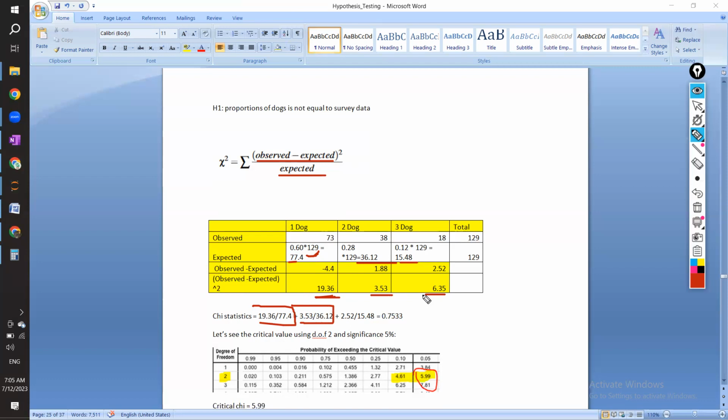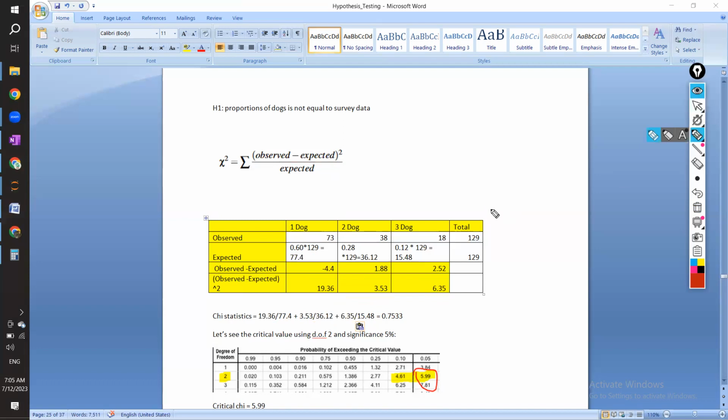Observed minus expected whole square, right? So yeah, I think there is a calculation mistake. Okay, so this will be 6.35 by 15.48. Okay, so what values are you going to get over here? You can do the calculation. So for example, you got 0.7533. Okay, so this is the chi-square test statistic.